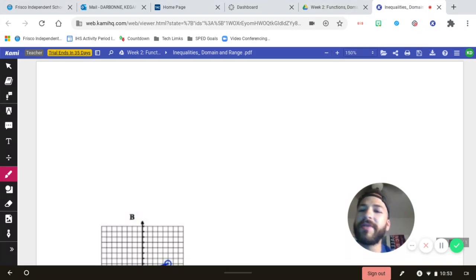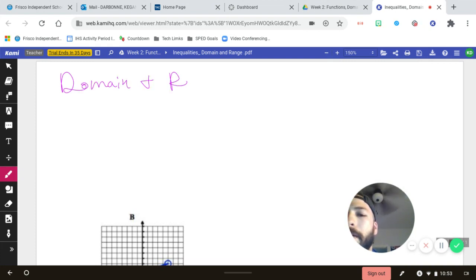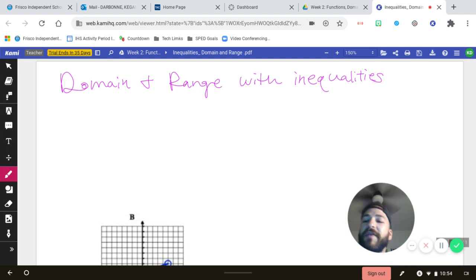Hey, today we're going to be talking about domain and range, and specifically how to represent domain and range with inequalities. So first off, we have to talk about our different inequalities. We have 4 different inequalities.